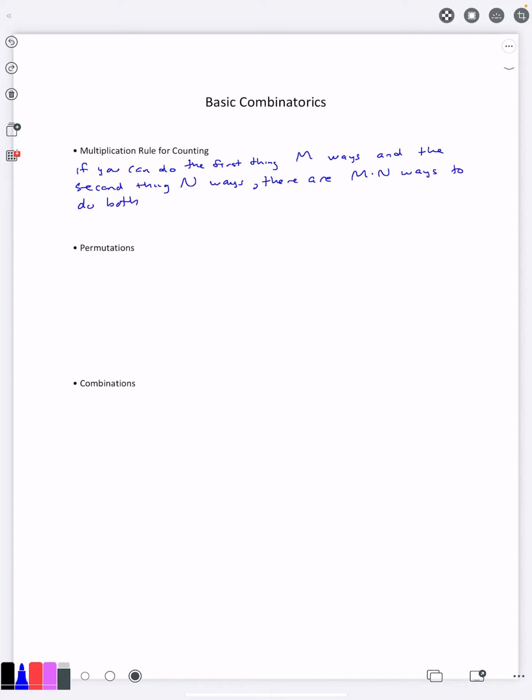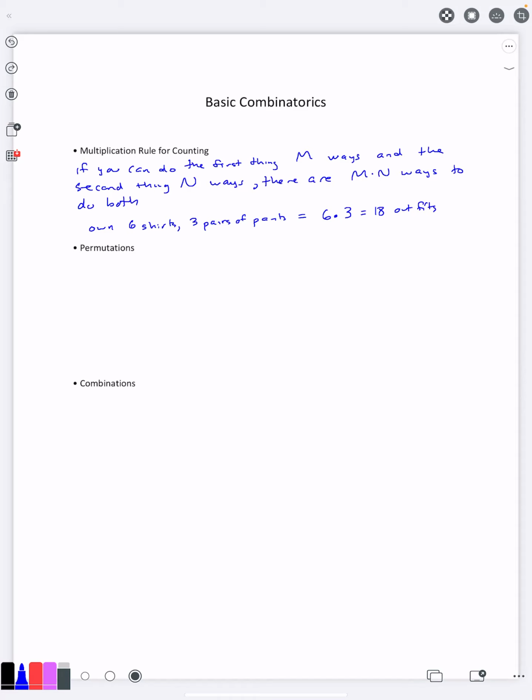Now let's talk about outfits here. Let's say you own 6 different shirts and 3 pairs of pants. And I want to say, how many different outfits can you make with this? Well, you can choose 6 different shirts for your shirt option. You can choose 3 different pants for your pants option. By the multiplication rule, we multiply them, and that would be 18 different outfits.